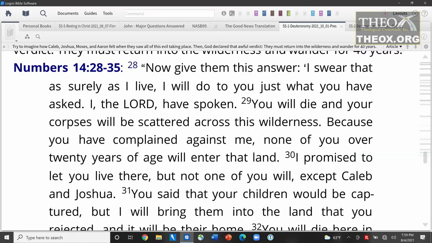So we have the story in Numbers 14:28-35. "Now give them this answer. I swear that as surely as I live, I will do to you just what you have asked. I, the Lord, have spoken." Remember, they had said, well, if we can't go up, then we're just going to die in this wilderness, or we need to go back to Egypt. And God says, okay, if you want to die in the wilderness, that'll be fine. You will die, and your corpses will be scattered across this wilderness.